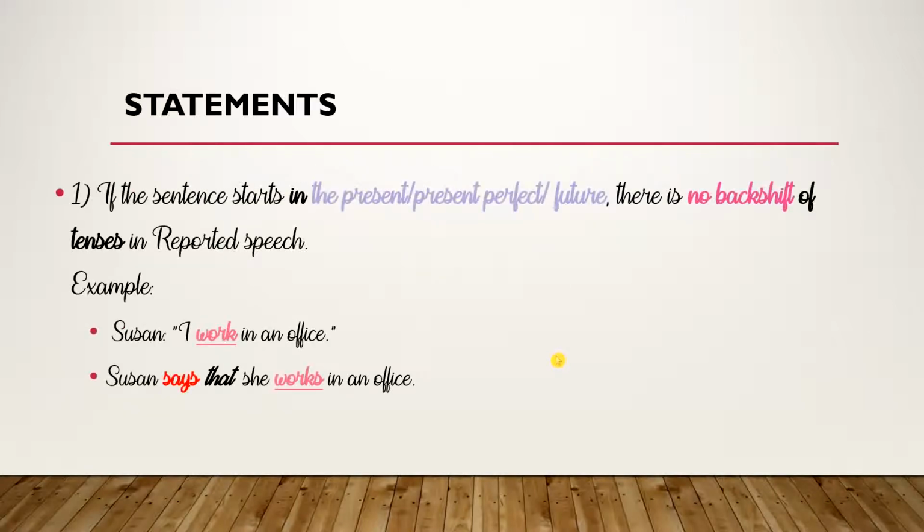Okay. For the statements, if the sentence starts in the present perfect or the future, there is no backshift of tenses in reported speech. What I mean by that: example, Susan: "I work in an office." The verb that we have here is in the present. If this verb is in the present or the present perfect or the future, it means that the verb between inverted commas, here work, does not change. There is no backshift of tense.